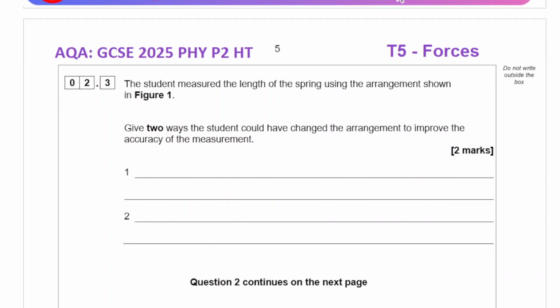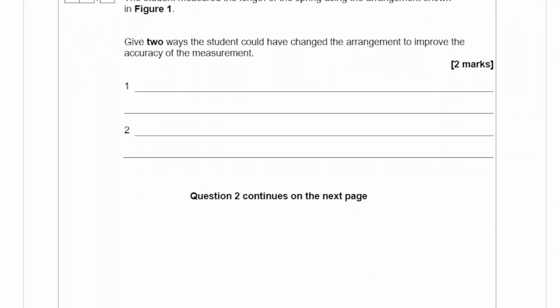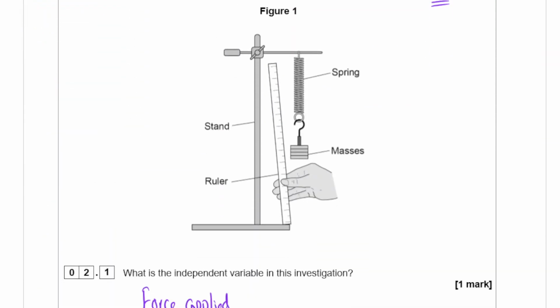The student measured the length of the spring using the arrangement shown in figure 1. Give 2 ways the student could have changed the arrangement to improve the accuracy of the measurement. Well, we saw that the ruler wasn't actually straight, so hold up the ruler straight and make sure it's actually clamped. And there's no marker to help read the end of the spring. So you call this a fiducial marker. You could use a small toothpick or a piece of paper, sellotaped to the end of it, so again it actually acts like a marker, right?